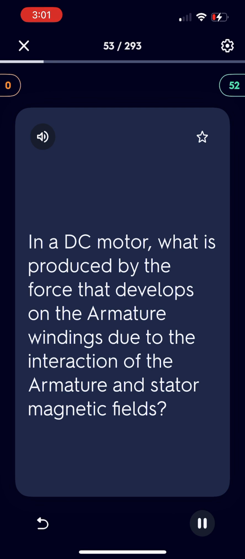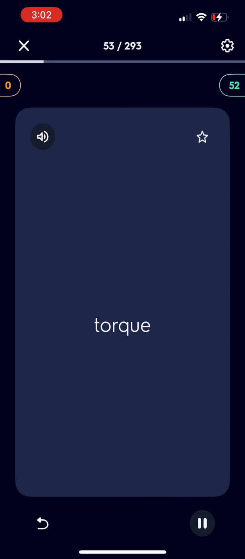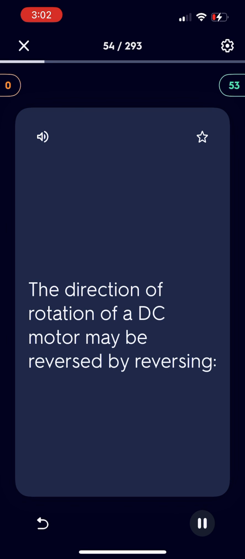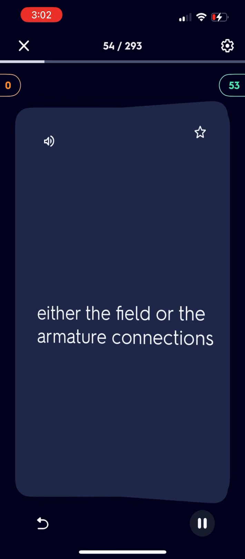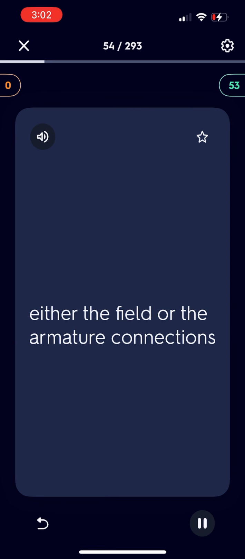In a DC motor, what is produced by the force that develops on the armature windings due to the interaction of the armature and stator magnetic fields? Torque. The direction of rotation of a DC motor may be reversed by reversing either the field or the armature connections.